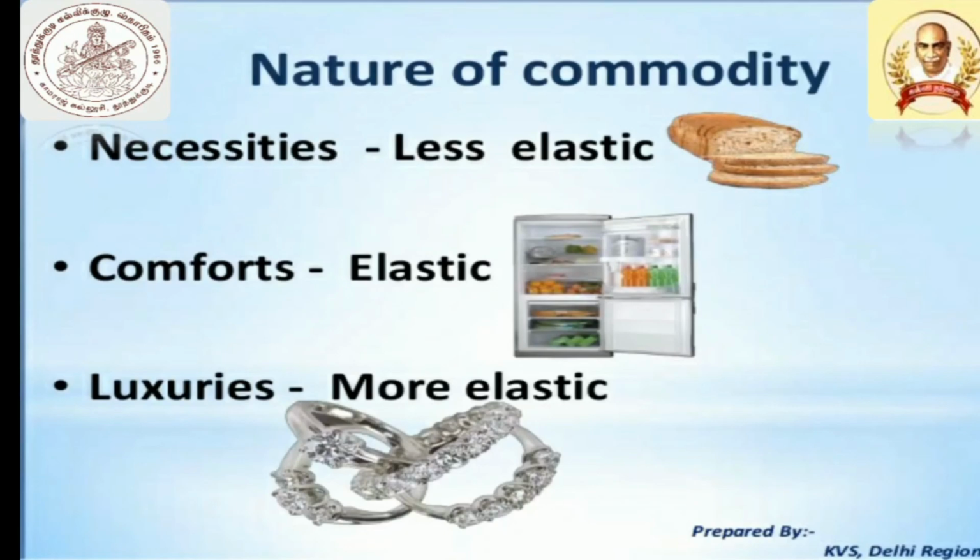Next, nature of the commodity: necessities, comforts and luxuries. First one, necessities: food, cloth and shelter. These are all less elastic demand. Next, comforts. Comforts means sophisticated products. This is elastic demand, for example fridge, washing machine, etc. Next, luxuries. Luxuries means luxurious goods, that is gold, diamond, etc. So this is more elastic demand.